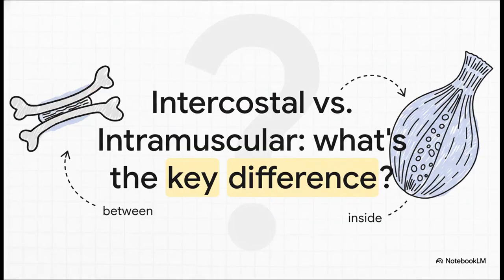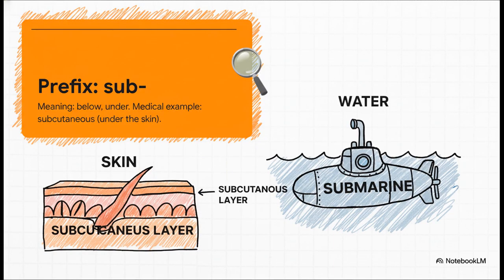So let's just pause here. What's the key difference? Inter is all about the location between two things, and intra is about being inside of one thing. Getting that distinction down is absolutely crucial. Another essential one for location is sub, which means below or under. If you've ever heard of a subcutaneous layer, that's just a layer of tissue that's located directly under the skin. Think submarine. It goes under the water.